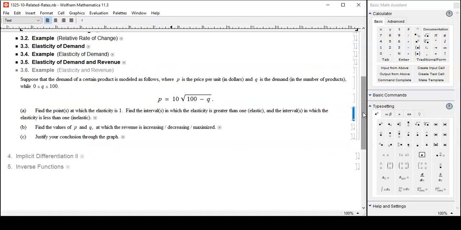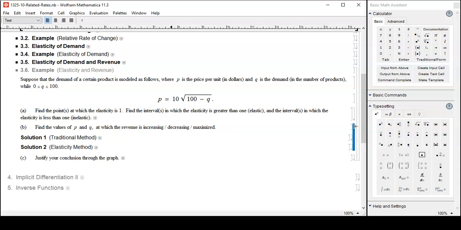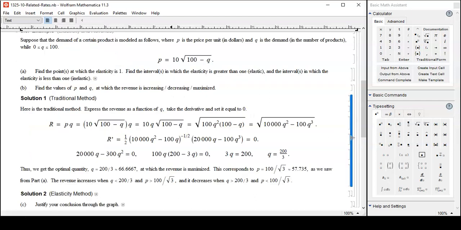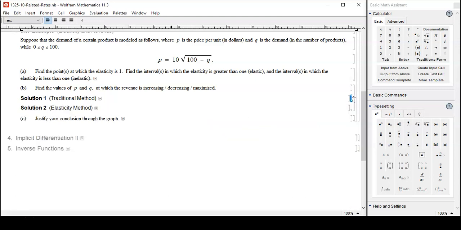Next question. Find the values of P and Q at which the revenue is increasing, decreasing, or maximized. We're going to find out whether the elasticity is greater than 1, less than 1, or equal to 1. Oh, excuse me, this one first.